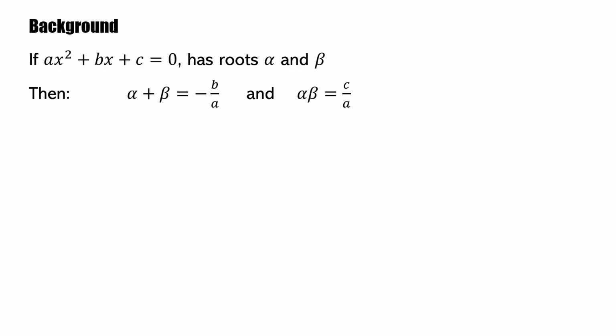if you're given an equation, or a quadratic more specifically, of the form ax squared plus bx plus c equals 0, and you're also given the fact that it's got the roots alpha and beta, we can quickly find expressions for the sum of the roots and the product of the roots by using the coefficients of the quadratic. But now we're going to be reverse engineering that idea.